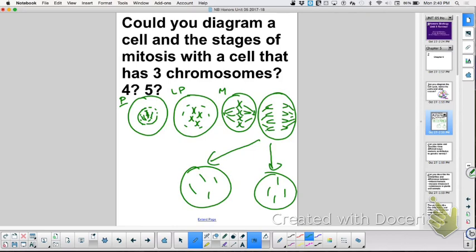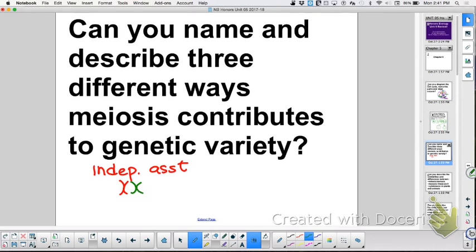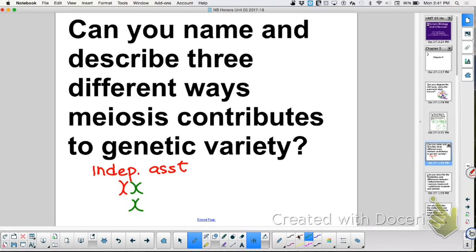Let's look at the next one. Can you name and describe 3 different ways meiosis contributes to genetic variety? Yes. Okay, so I am betting you are thinking about independent assortment. Was that what you were thinking about? Exactly. And so you could line up like this, or you could line up like this, right? Either way, during metaphase 1, right? Okay, what's another way besides independent assortment?